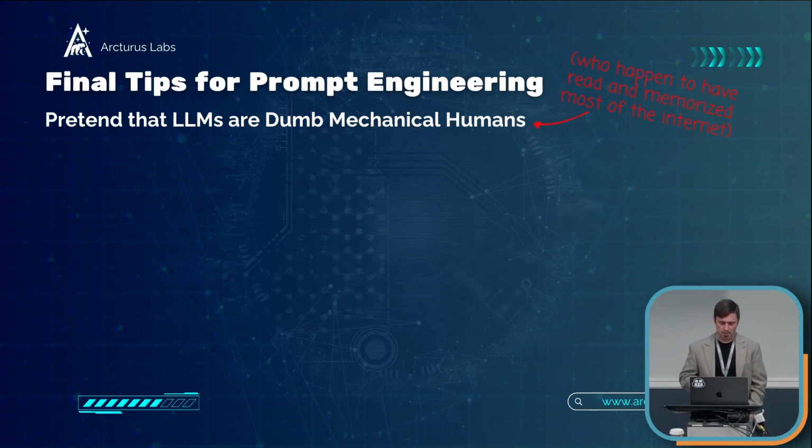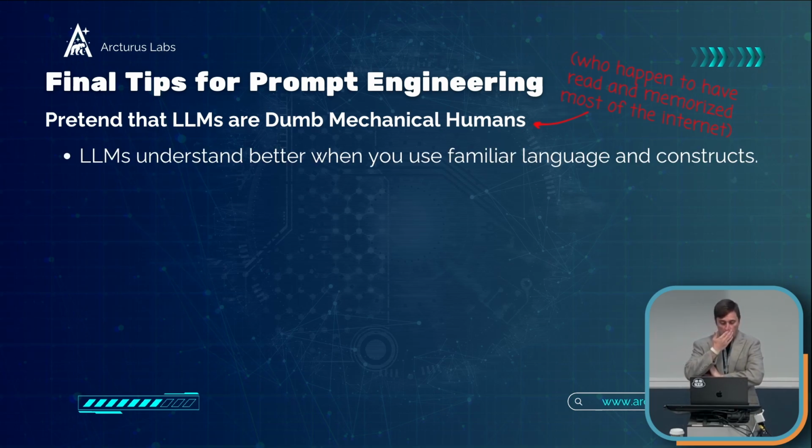All right, final tips for prompt engineering. Pretend that the LLM is your dumb mechanical human friend who happens to have read the internet and memorized most of it. This means help LLMs by giving them text that they're familiar with. They have seen tons of HTML. They have seen tons of markdown files. They've seen SEC reports, tax documentation, legal documentation. They've seen all that stuff. If you can build a prompt that incorporates those motifs, those themes, then you don't have to tell the model about this new weird file format you have. Just figure out some way of incorporating stuff that it's familiar with.